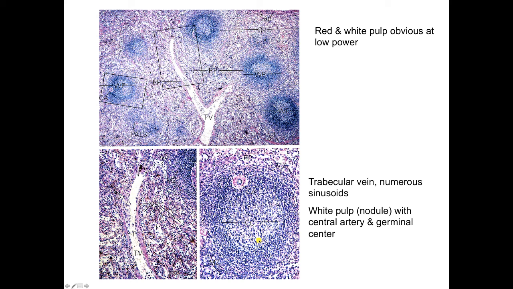Here, a higher power view of the white pulp. You can see the splenic nodule with a germinal center eccentrically placed from the central artery. If I were highlighting right here around the central artery, this would be the area of the periarterial lymphatic sheath, and this is where T cells would take up residence. In the nodule itself and around the periphery of the nodule is where B cells would take up residence.